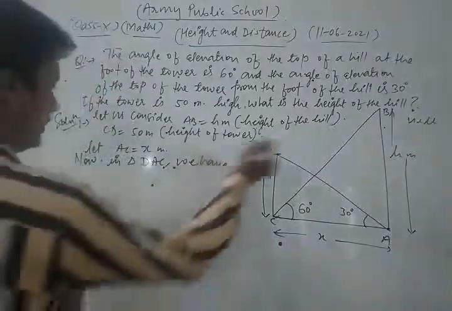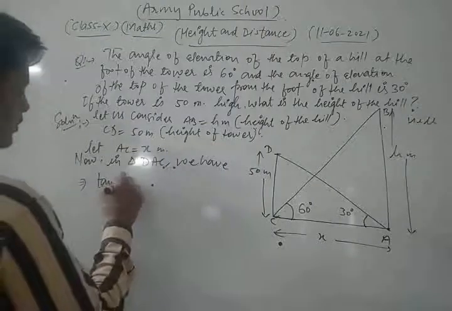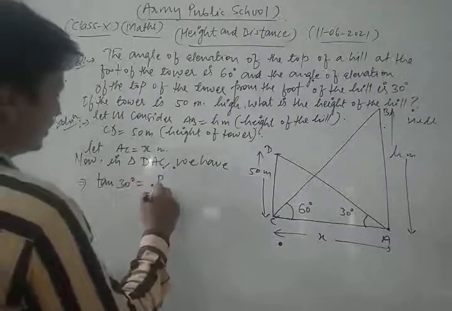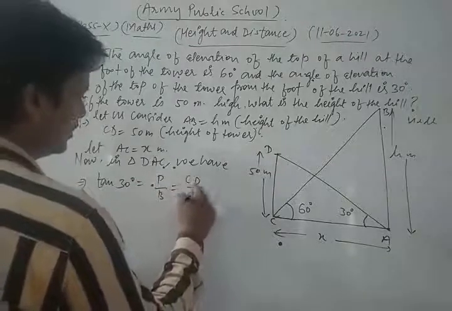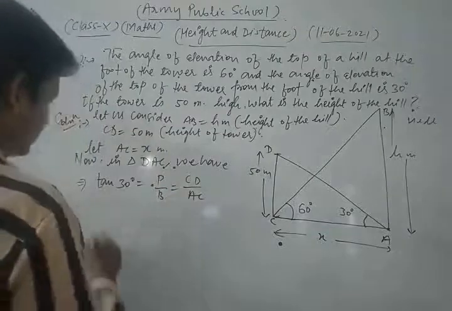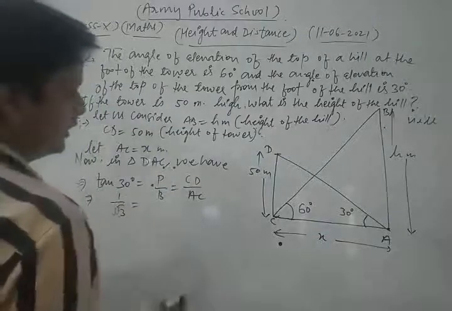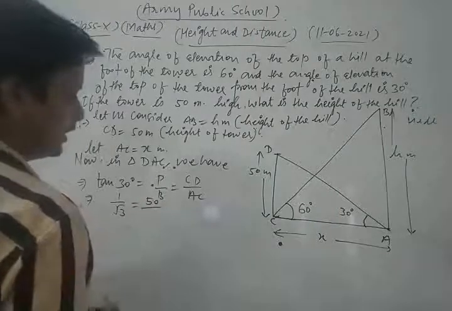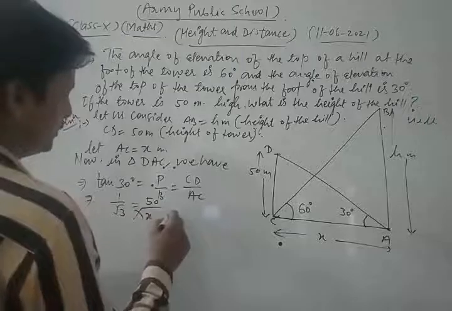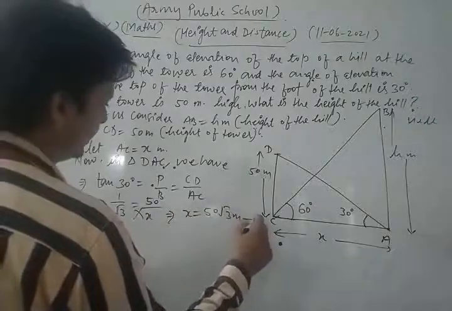Now in that triangle we have tan 30 is equal to perpendicular upon base. Perpendicular is CD and base is AC. So tan 30 is 1 upon root 3, equal to CD, which is 50 meter, upon AC, which is x. Now we do the cross multiplication, so x is equal to 50 root 3 meter. Take this as equation number 1.